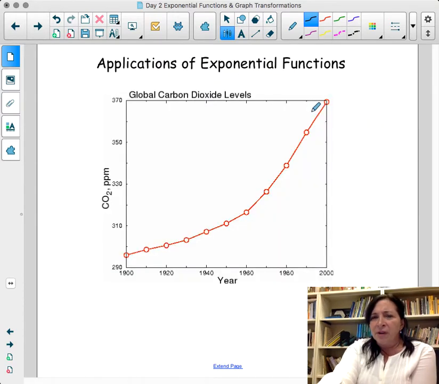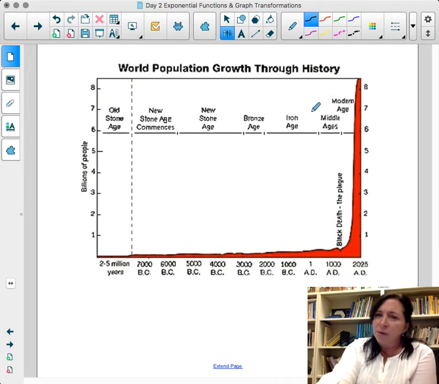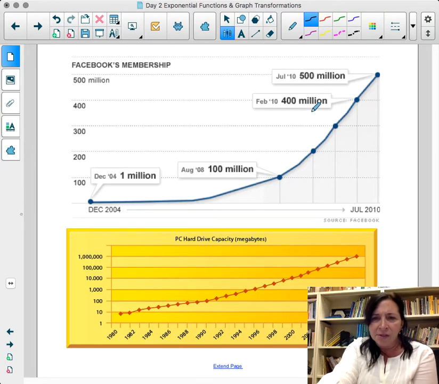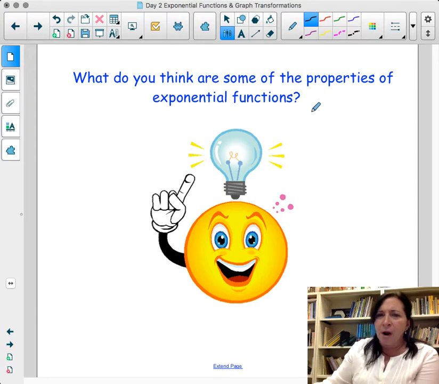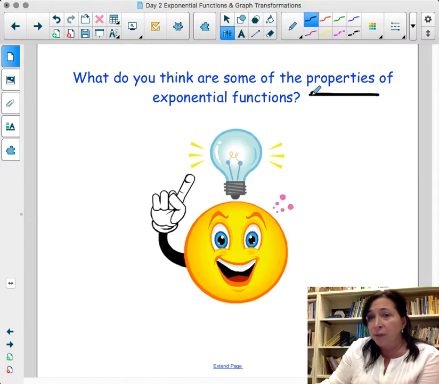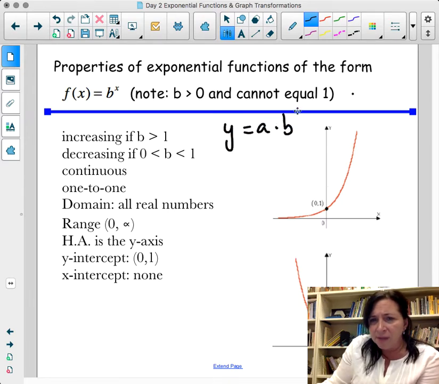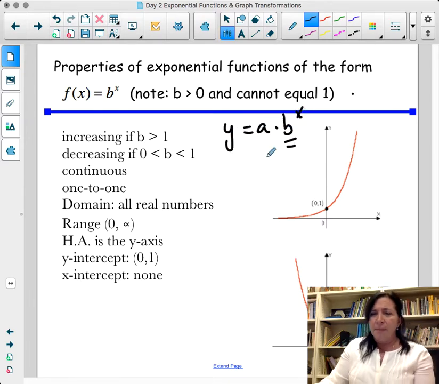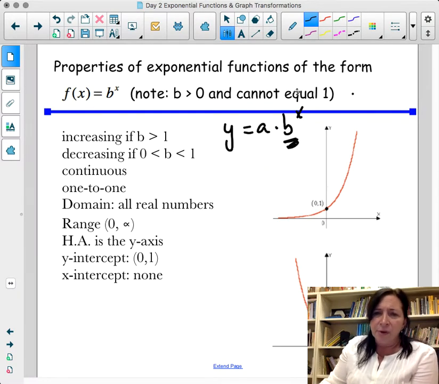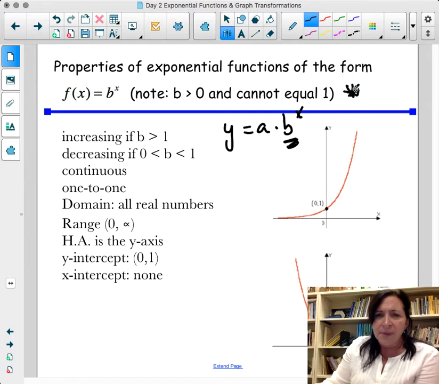Here's just some examples of some exponential equations. You can look at these at leisure. That's fine. There are some properties of exponential equations that are actually really important, so we're going to go over those. Properties of exponential functions. Note that your b term, remember this, y equals a times b to the x power, this term has to be greater than 0, and it cannot equal 1. So that's really important that you do know that.